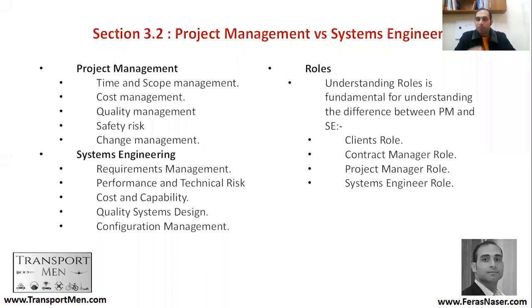So we have been talking about the difference between project management and systems engineering, and we talked about time and scope management, cost management, quality management. This is the focus of project management, but also we talked about requirements management and performance and technical risk. And we talked about the example of a tower that has a mall and it's connected to a metro station. So now we need to change the requirements of doors and the requirements for elevators.